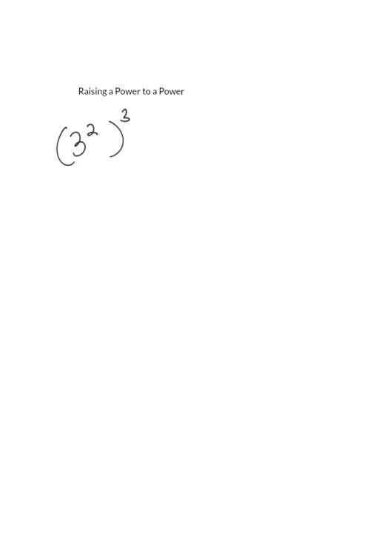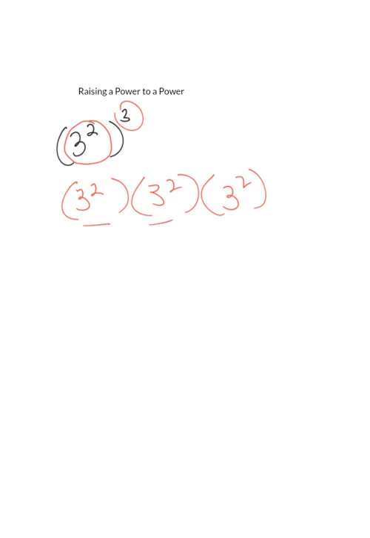Today we're going to be talking about raising a power to a power. So here we have the quantity of 3 squared raised to the third power. So what does this mean? This means that we are taking this power and we are multiplying it by itself 3 times. So you have 3 squared being multiplied 3 times. Right here, 1, 2, 3.